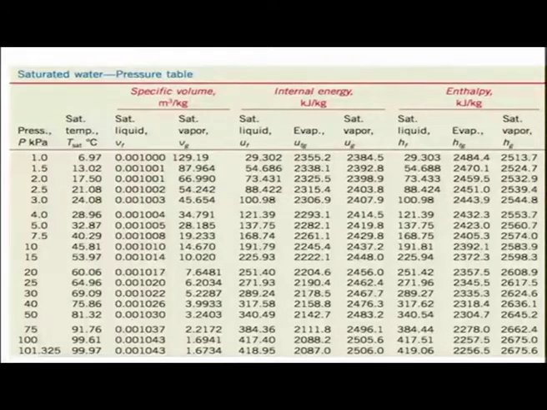This is a table of saturated water, which we call a pressure table. The reason for that is that the first column is pressure, and the corresponding column is the saturation temperature, because it's saturated water. Then you have saturated liquid and saturated vapor internal energy, and the difference of that. So Ug minus Uf is Ufg, and similarly for enthalpy.